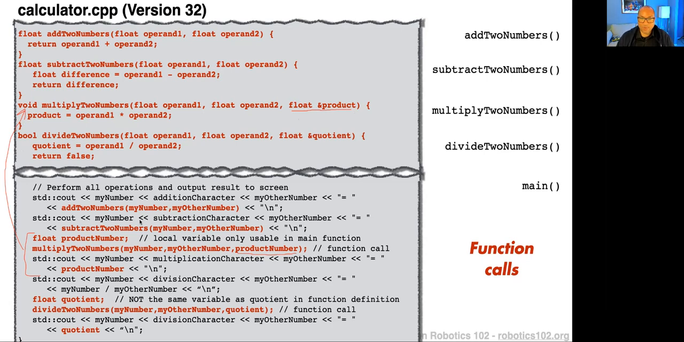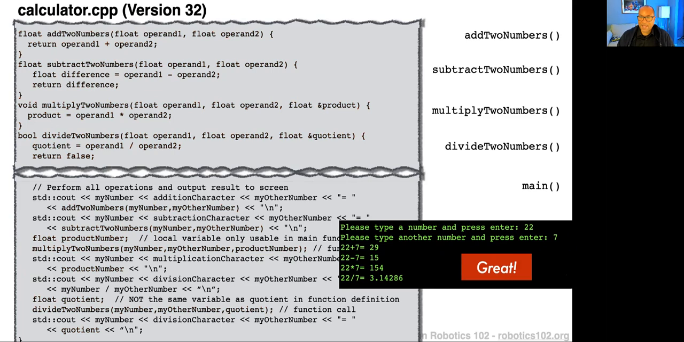And so this product number, this variable, is then going to be given to this function. It's going to take the two operands, assign the result into product, and that will then change our variable product number in our main function. Once we've computed that, we can just work with it as any other variable, and it would be output to standard output right there. And then again, our quotient is going to behave in the same way as our product did. Our division is going to behave like the way our product does.